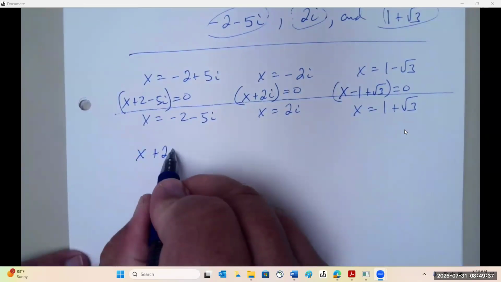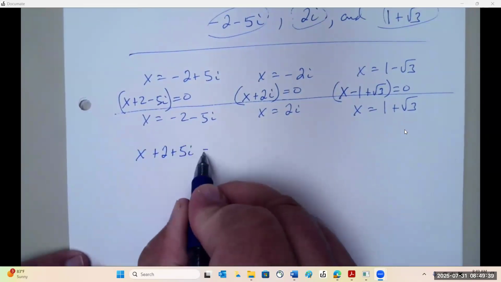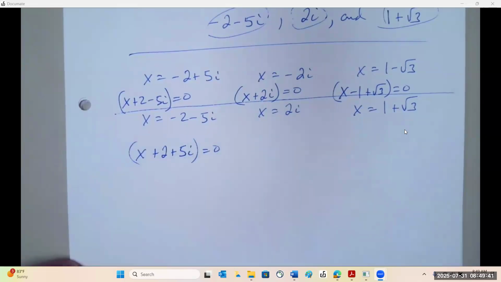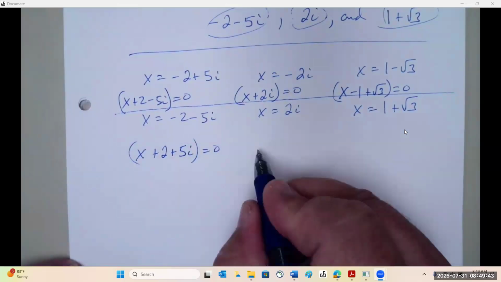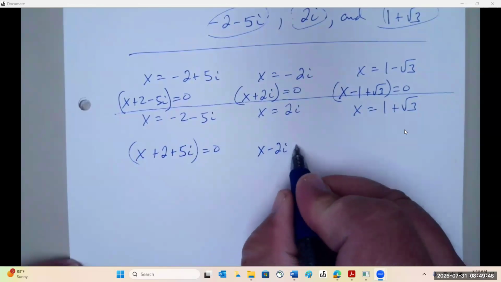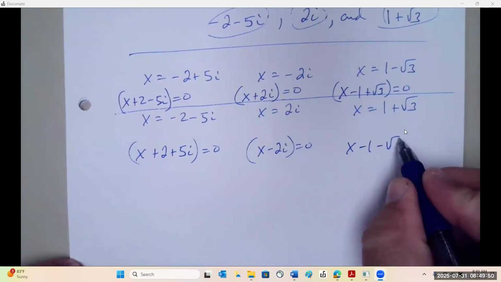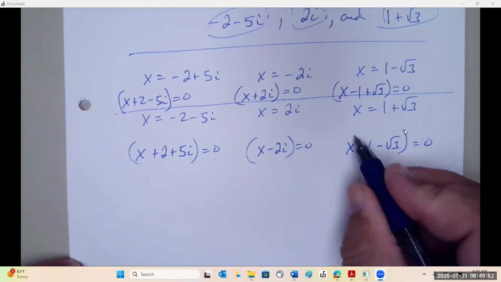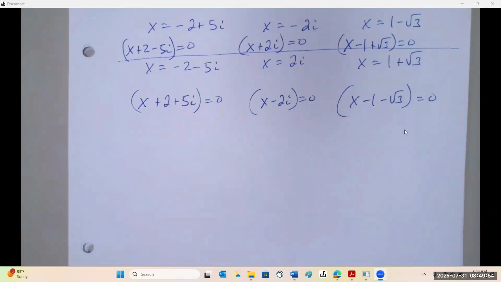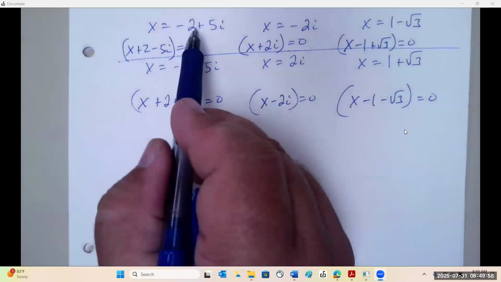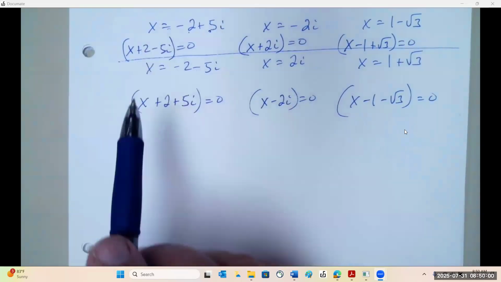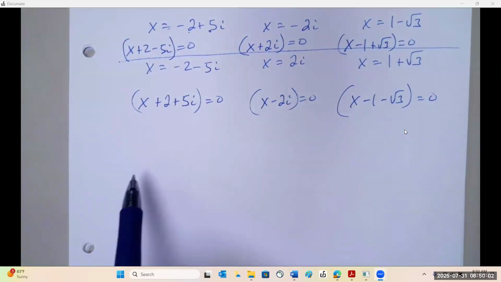X plus 2 plus 5i equals 0. There's my fourth parenthesis. X minus 2i equals 0. There's my fifth. X minus 1 minus radical 3 equals 0. Does everybody see how I get those equations? Because whenever you move something from one side to the other side, you just change the sign.